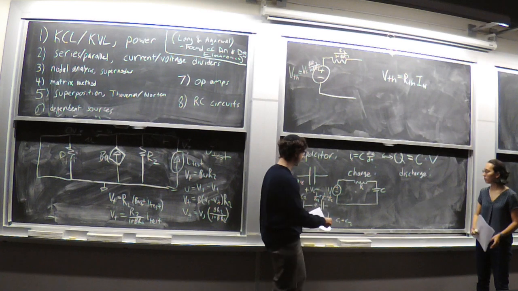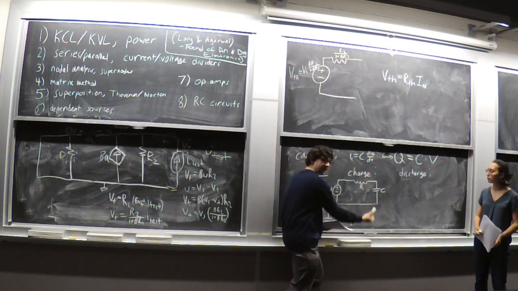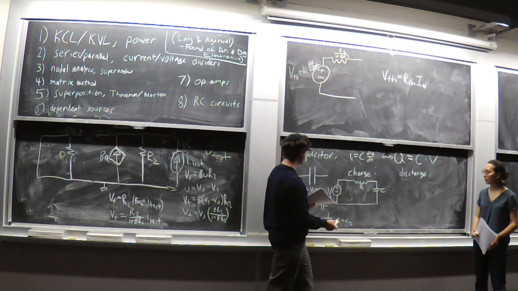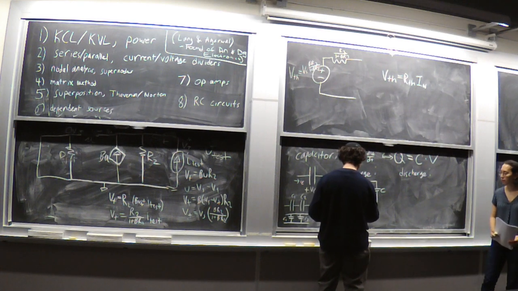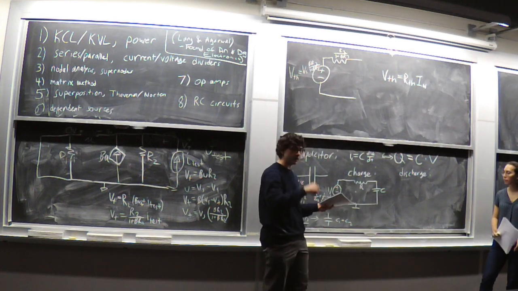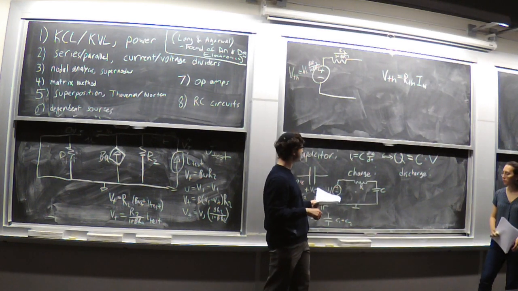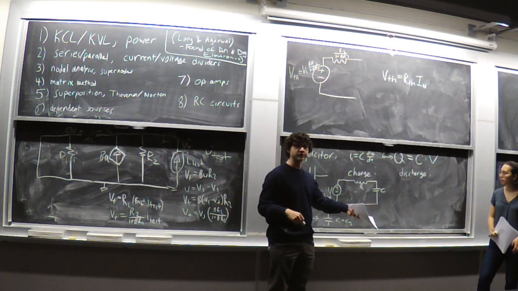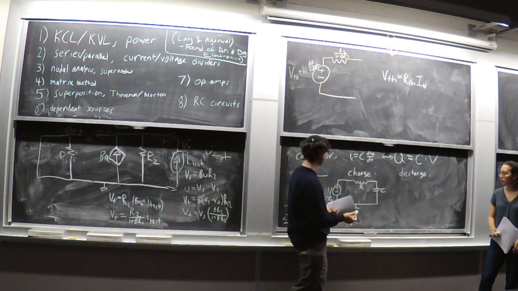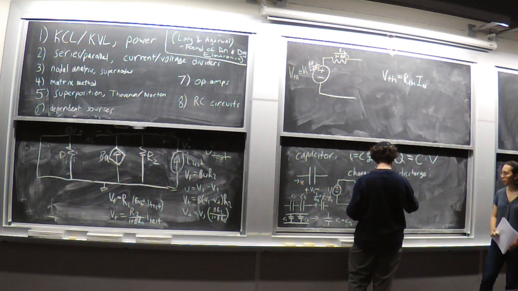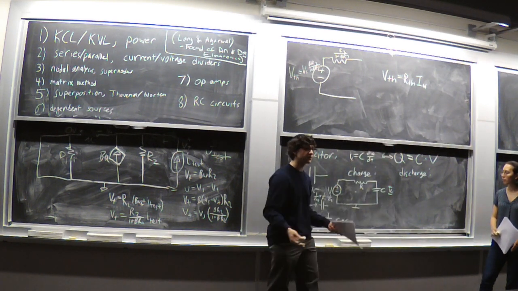Oftentimes you'll have an RC circuit where you'll be either charging or discharging a capacitor. The idea here is we have this voltage source, resistor, capacitor. We'll call the bottom ground, and we can determine the differential equation that governs this circuit. What we're really interested in is the voltage across this capacitor, Vc. You can think of it as V out of this circuit.